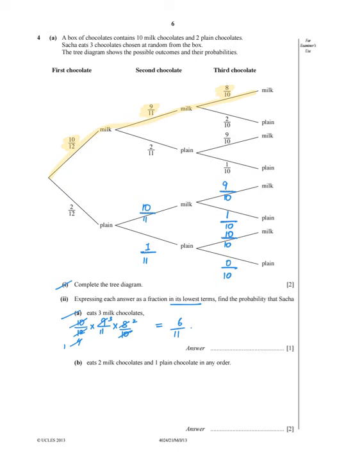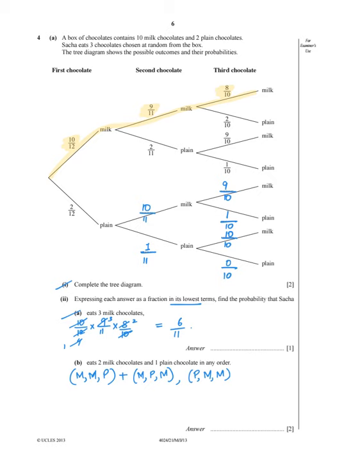In the next part, it says eats 2 milk chocolates and 1 plain chocolate in any order. Now there are different cases. It says 2 milk chocolates, so that will be milk chocolate, milk chocolate, and the last one is plain chocolate, right? That is your first possibility. Or you can say that it's milk chocolate and then plain chocolate and then milk chocolate. That is also a possibility. Or you can say that it's plain chocolate and then milk and then again milk. So there are 3 possible cases because it says 2 milk chocolates and 1 plain chocolate in any order. There are no restrictions.